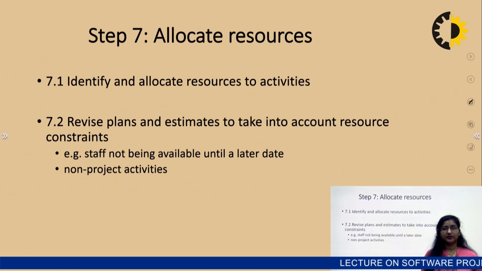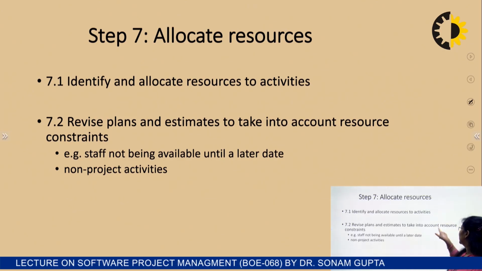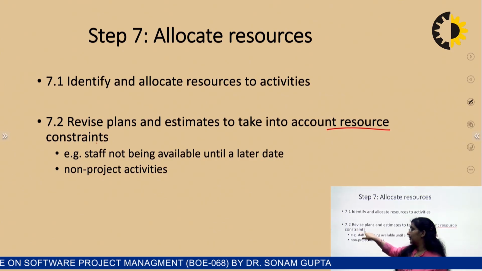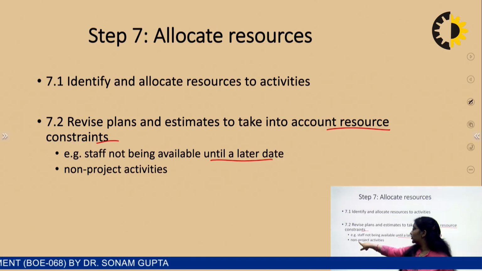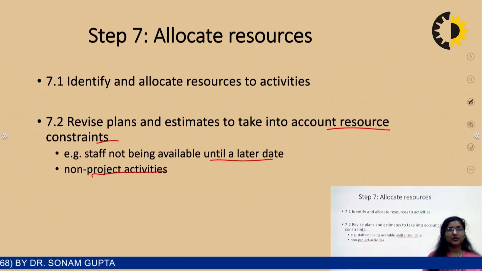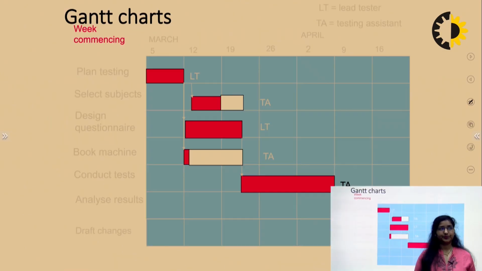Step 7, allocate the resources. We need to identify and allocate the resources to the various activities. Revise plans and estimates to take into account the resource constraints. Resource constraints can be anything, like staff not being available at a later date, or non-project activities coming into the scenario. So these are the various constraints we need to consider.